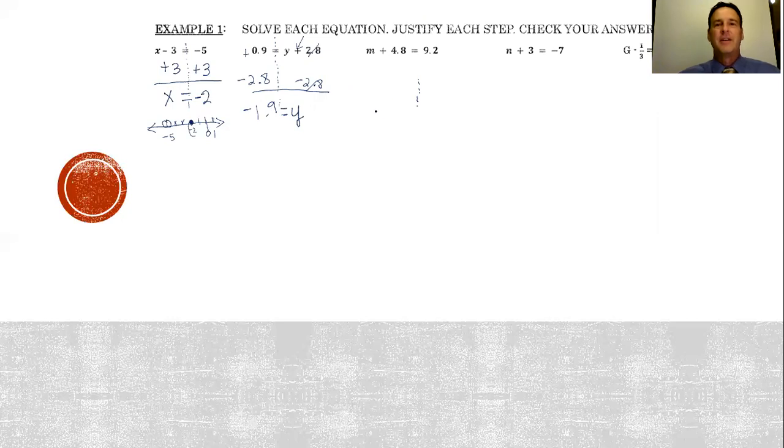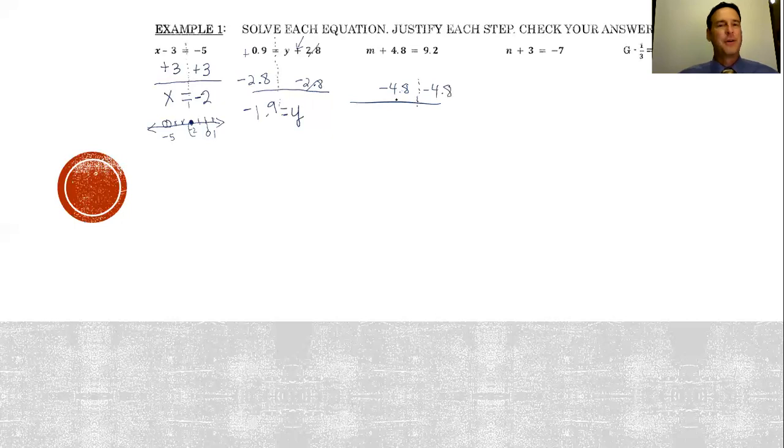All right, here's what I got. What is with the variable? First of all, the variable on the left side is your m, and it has an add 4.8 to it. So let me do the inverse operation of adding 4.8, which is subtract 4.8. And again, whatever I do to one side, I have to do to the other.